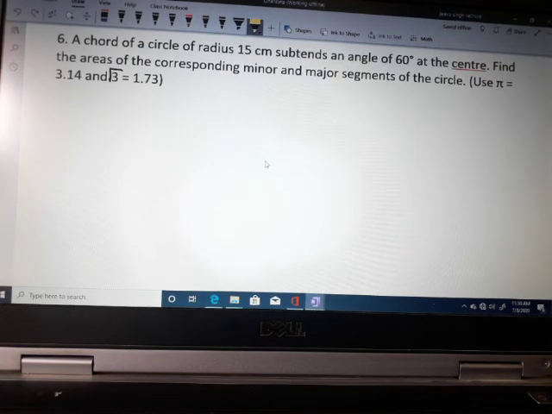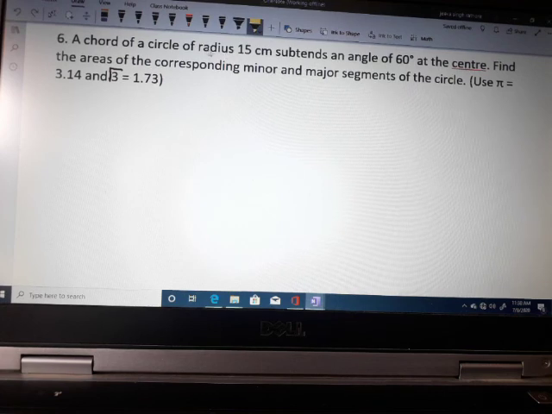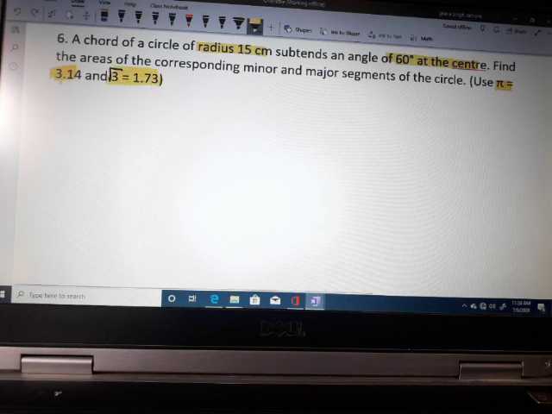Next, question number 6 is of a similar type: a chord of a circle of radius 15 cm subtends an angle of 60 degrees at the center. Find the corresponding minor and major segments of the circle. You have to consider pi equals 3.14 and root 3 value 1.73. Same type of questions already explained. I am just giving a hint for you.